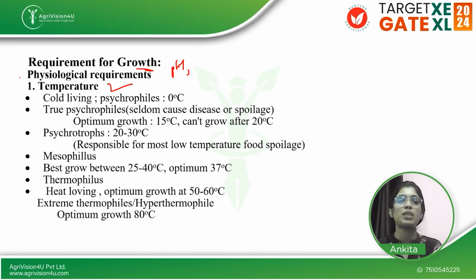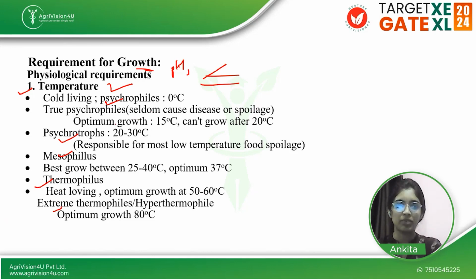Now the first parameter in the requirements of growth is temperature. According to temperature you can classify bacteria as psychrophiles, psychrotrophs, mesophiles, thermophiles, hyperthermophiles, and also halophiles and osmophiles. There are many types according to the condition and according to the temperature.